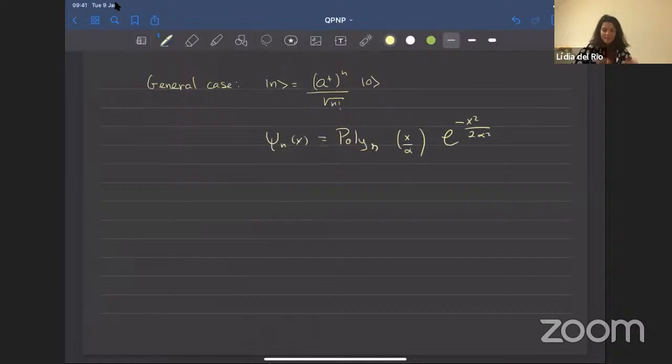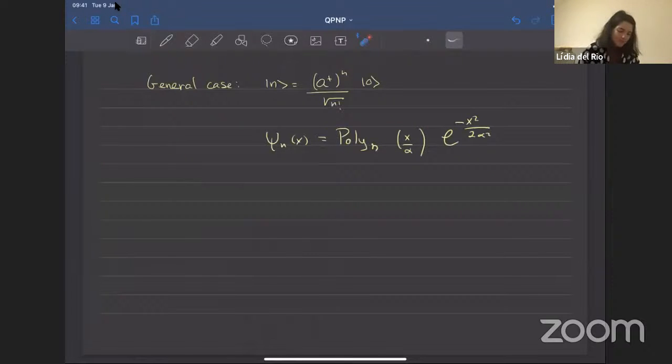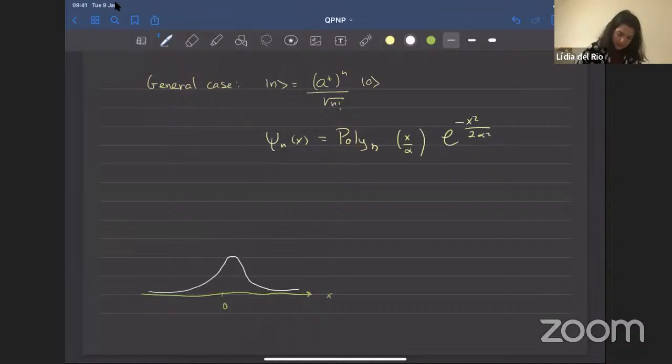And the nice thing is that for large x, this exponential is always going to suppress this polynomial. Right? Exponentials always grow much stronger than polynomials. You know this if you know any complexity theory. So this means that it looks like this. So if this is the 0, this is x, this is 0. The first wave function is the one we saw before, centered around 0, of course.